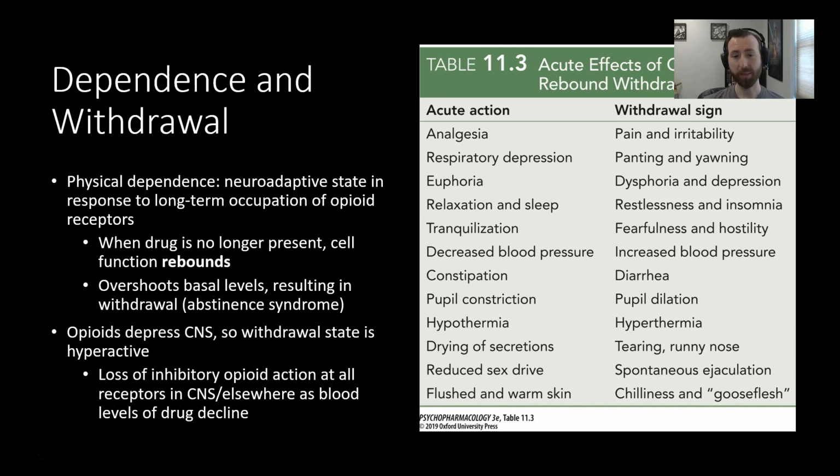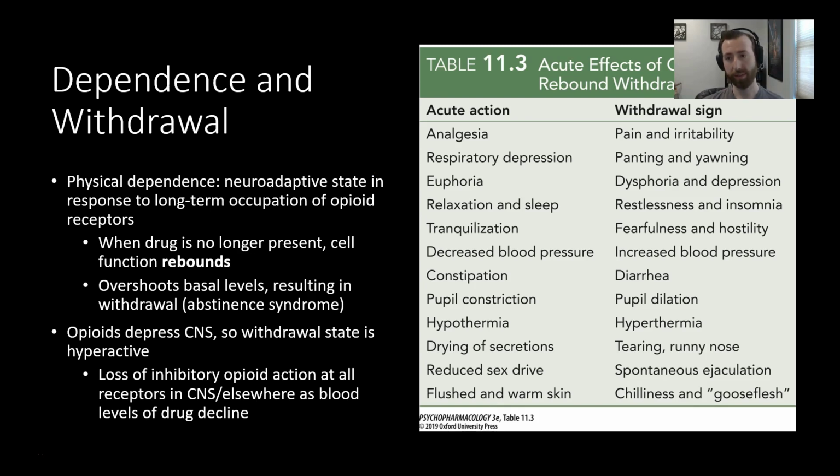So the withdrawal symptom is sort of the slingshotting back of the acute effect. So for example, opiates can produce relaxation and sleep, and withdrawal from those can produce restlessness and insomnia. We'll give some more in-depth examples at sort of a cellular level of how this is working as we continue. So opioids depress the central nervous system, so the withdrawal state is hyperactive.